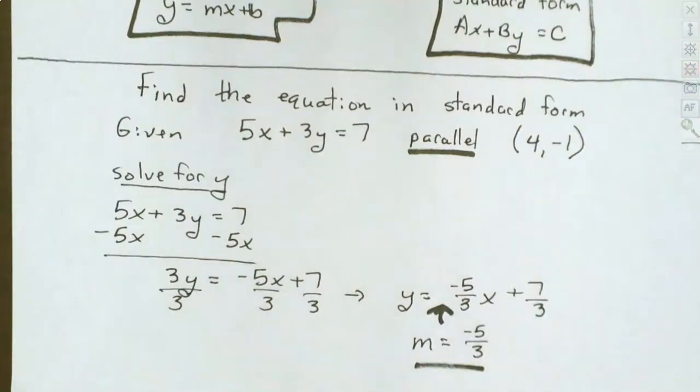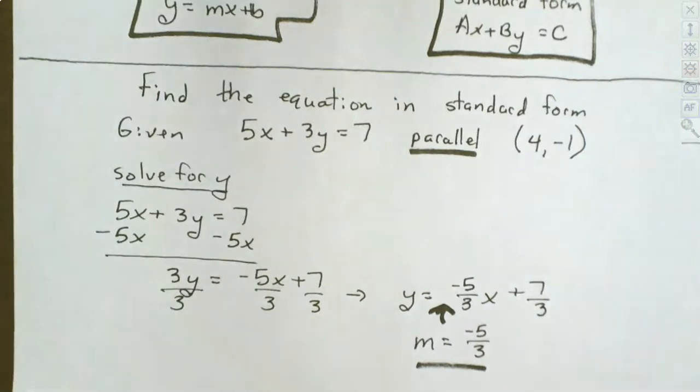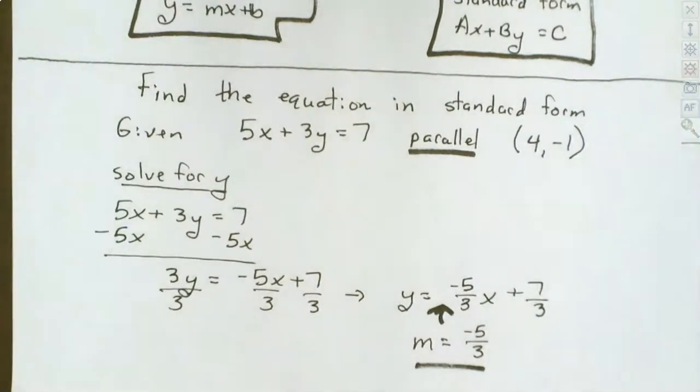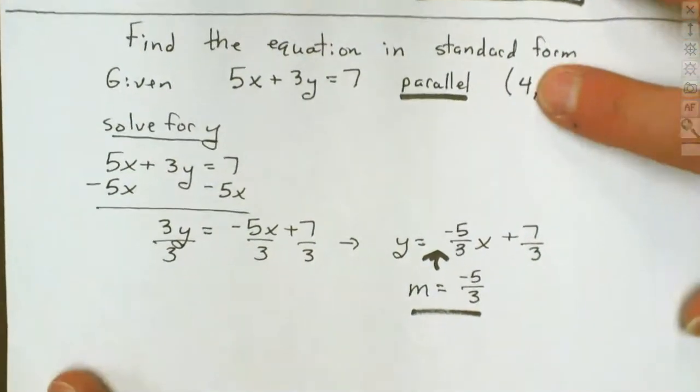Now, once you have your slope, then what do we need to do? We need to see if it's parallel or if it's perpendicular. So this one says parallel. So what does it mean if it's parallel? Do we change the slope at all? No, we keep the slope the same. So parallel means we keep the slope.